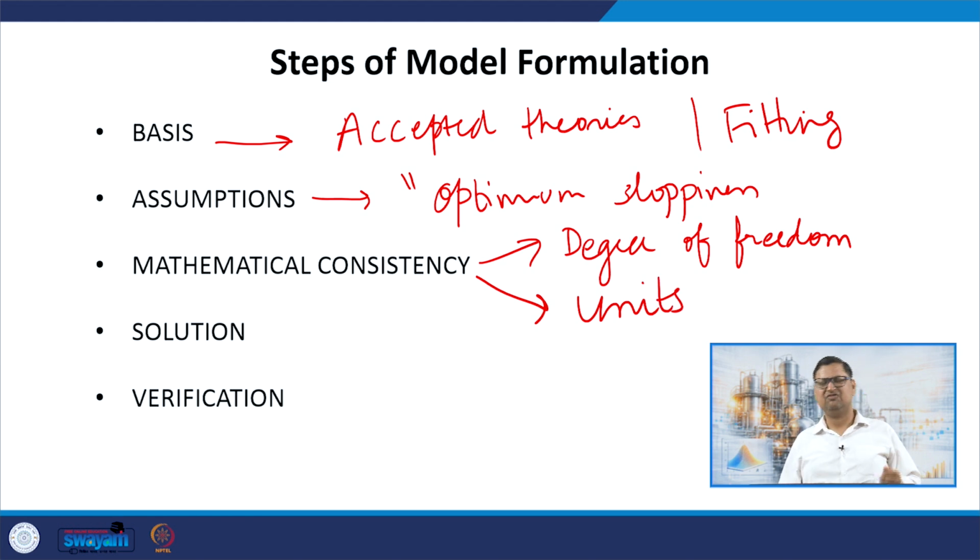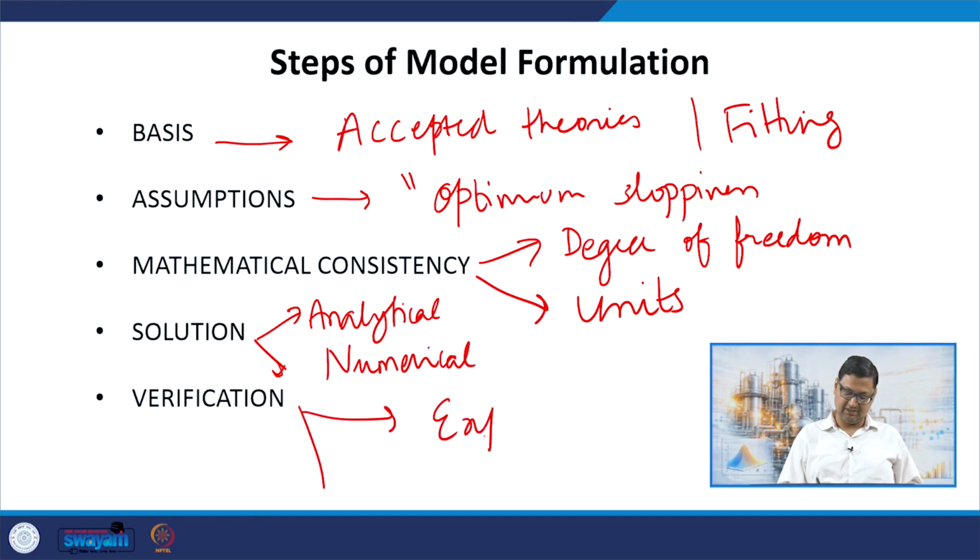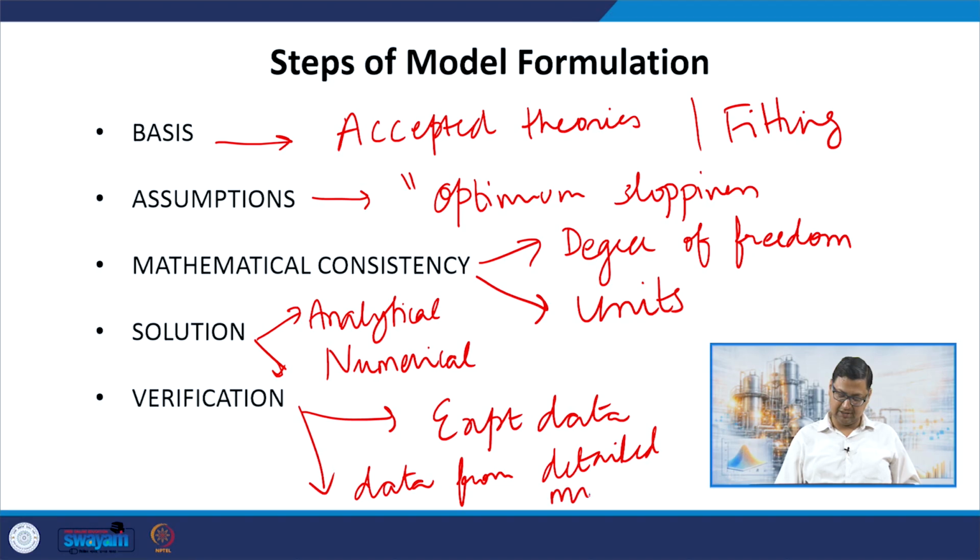And then we can have a solution. If it is simple enough, we can do an analytical solution without doing it on a computer, but in most cases we have to go for a numerical solution by writing a code or using simulation software. And finally, there has to be a step of verification, right? So the solution can be analytical for a simple problem or numerical for a more complicated problem, and verification can be done either with experimental data or data from a detailed model and simulations.